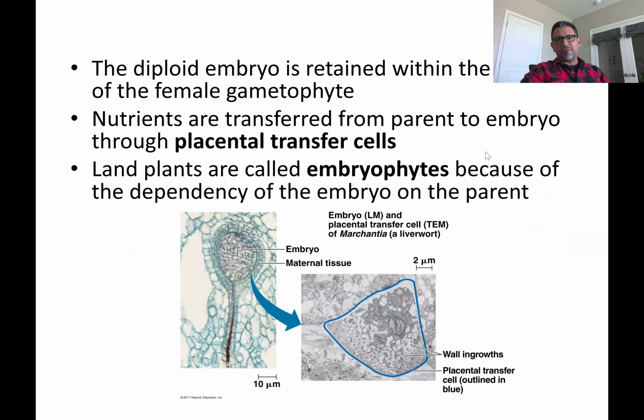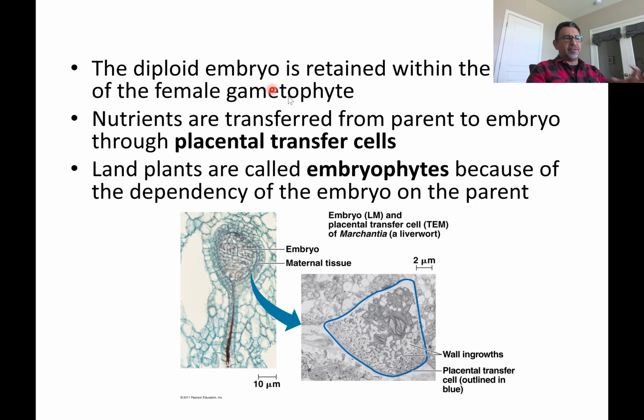Another characteristic of plants is that the diploid embryo, when it is produced, is going to be retained within the tissues of the gametophyte. Remember, this gametophyte is the plant that makes the gametes. So in the portion of the plant where the female gametes, the eggs, are made, that's where the embryo is going to be developed.